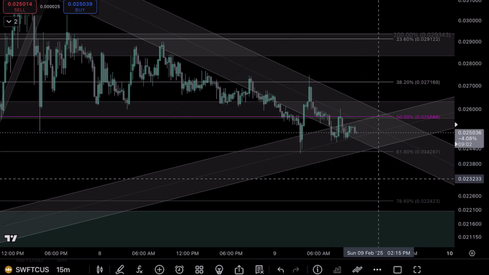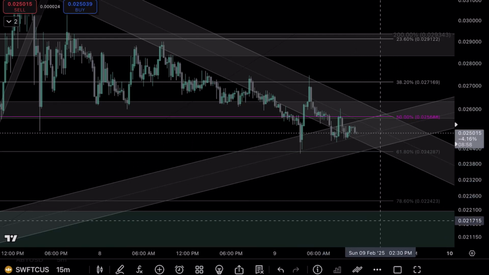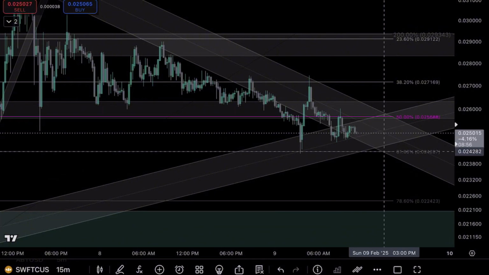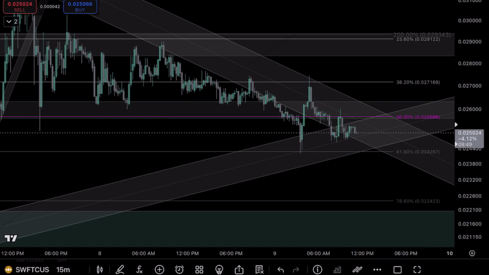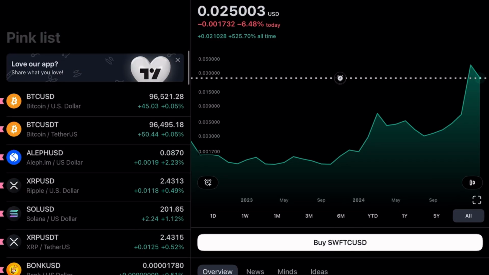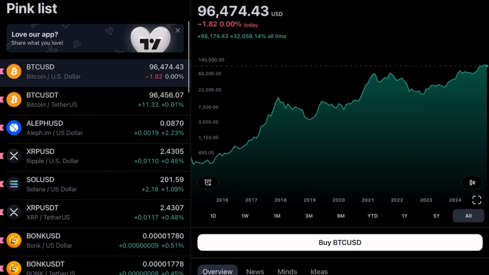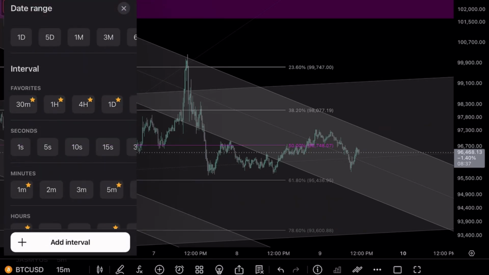But I'm hoping that it falls down because I like when it falls down because you get a bigger gap for an upward trend. A long trade. So that is it for SWIFT. And then let's go to Bitcoin to see what's going on with Bitcoin. Let's go to the higher time frame.